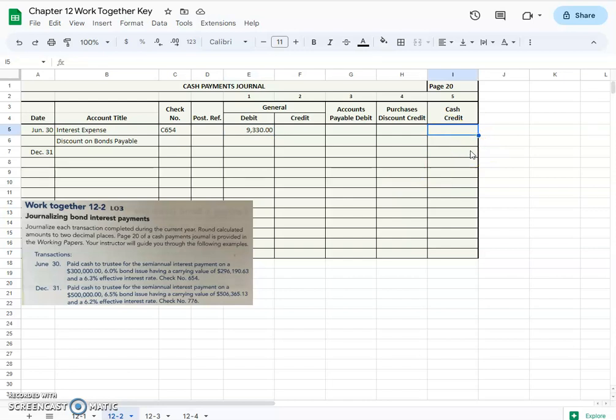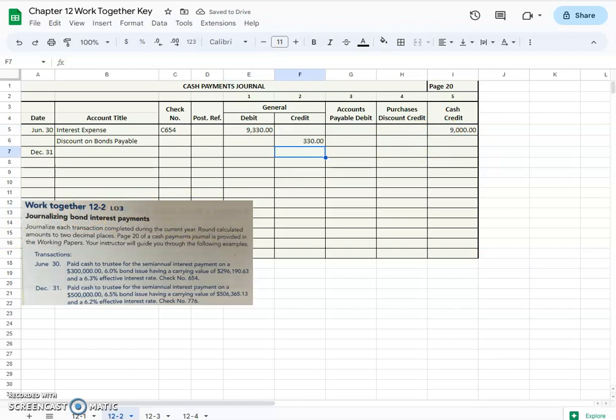But cash credit, that's not the amount. It's going to be the face value, which was $300,000, times the stated interest rate this time, so the 6%, and then times your time, a fraction of a year, half a year, 0.5, and then that's your interest payment. So you're actually paying $9,000. The expense is $9,330. So then there's going to be a discount on bonds payable here, right, of the difference, $330. But we'll just go ahead and use a formula anyways.